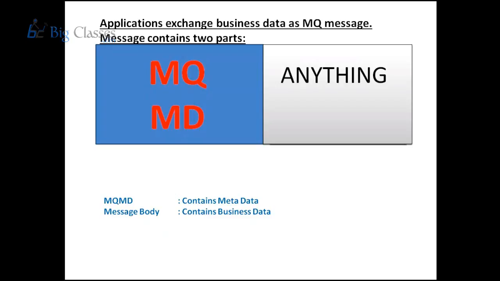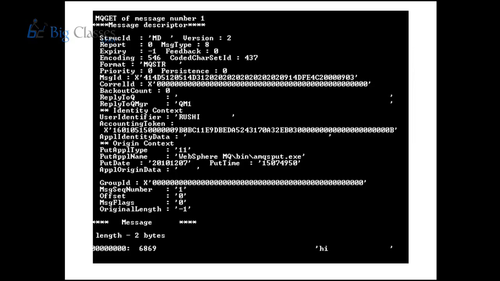Okay. See here, you can see the message parts clearly. Message descriptor is here to here. At last you can see the message body. Okay, right.